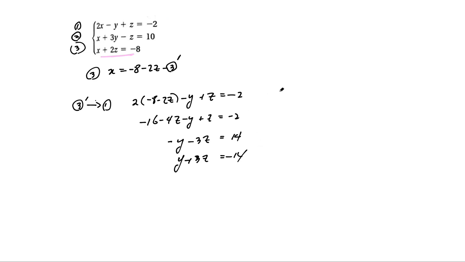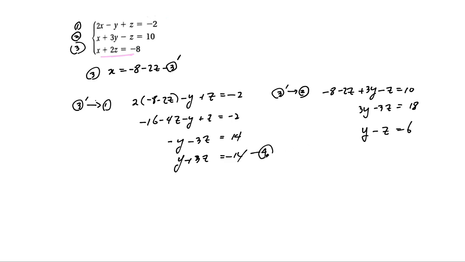Okay, and then put 3 prime also into equation 2, and you're going to get something only with y and z again. So you get minus 8 minus 2z plus 3y. So you get 3y minus 3z is equal to 18. Let's divide through by 3. Okay, so this is 4, 5. Okay, let me line the 5 here. This is y minus z equals 6.